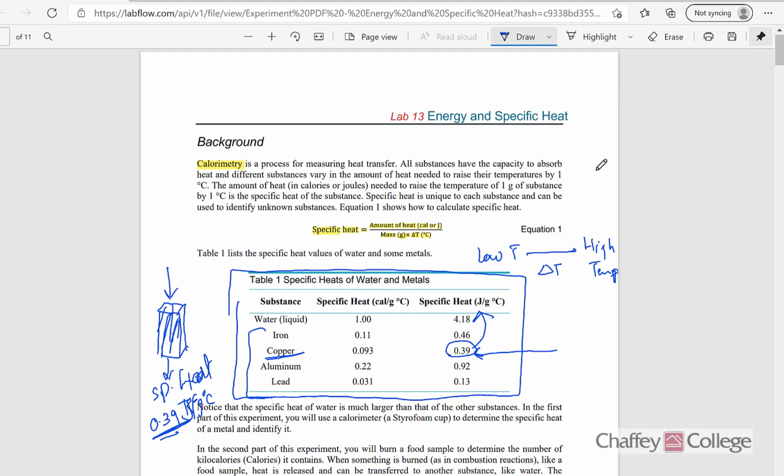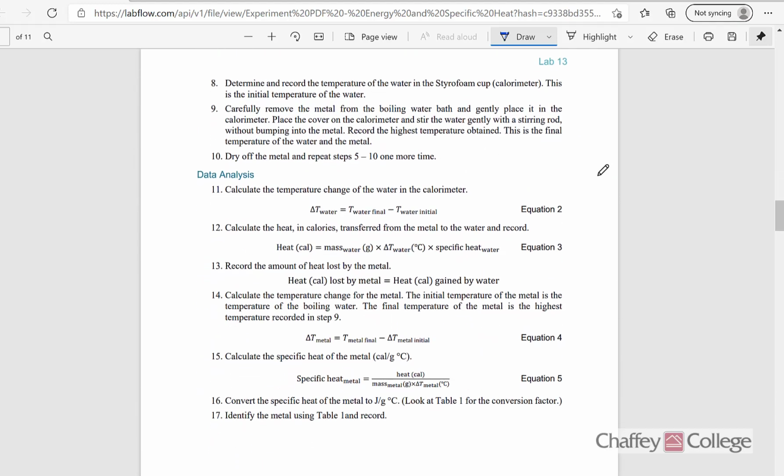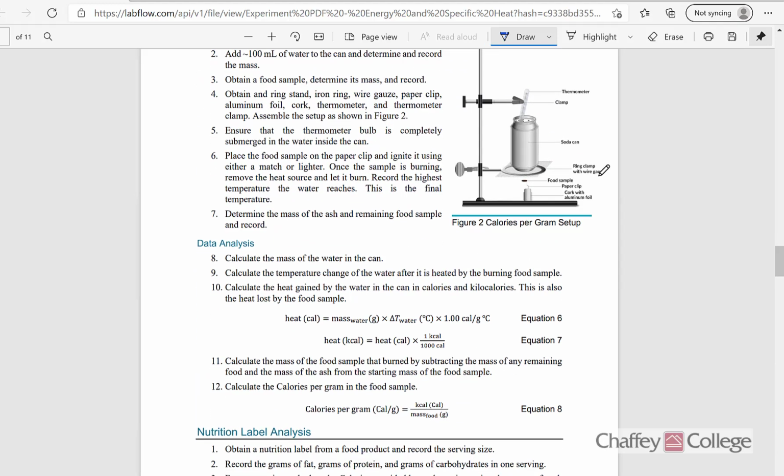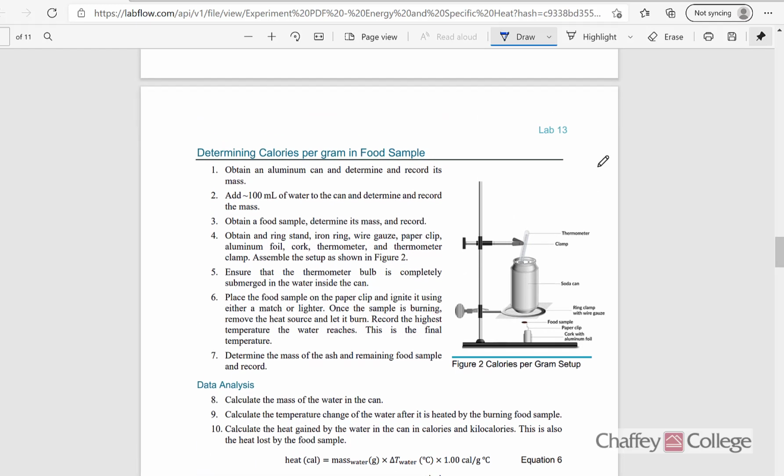The second part of this experiment is that we will measure the amount of calories stored in a food item. The principal idea behind it is still the same, and we will again apply the formula of specific heat, which equals heat absorbed divided by mass multiplied by delta T, and we will calculate the amount of calories stored in a food item. So let's go over the procedure as well as calculations.